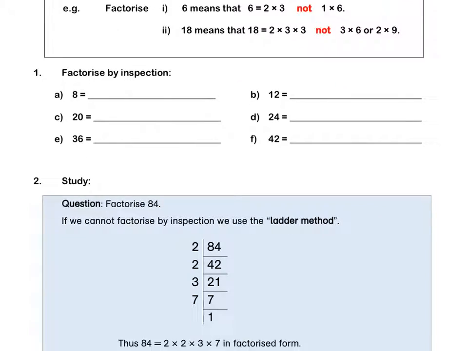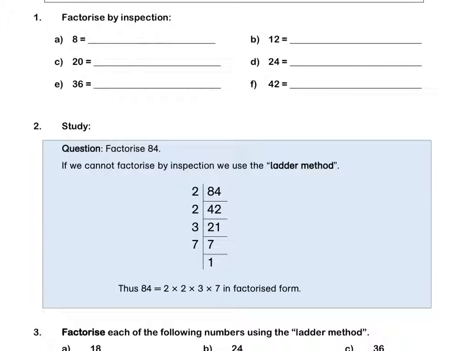Let's look at question 1. Factorize by inspection. Now, to factorize 8, let's first write down 8 as a product of any two numbers. So we can say 4 times 2. Now, working from left to right. Is 4 a prime number? No. We can still write it as 2 times 2. So we have sorted out 4, and 2 we haven't written down yet, so we still need to times by another 2. Therefore, 8 in factorized form is 2 times 2 times 2.